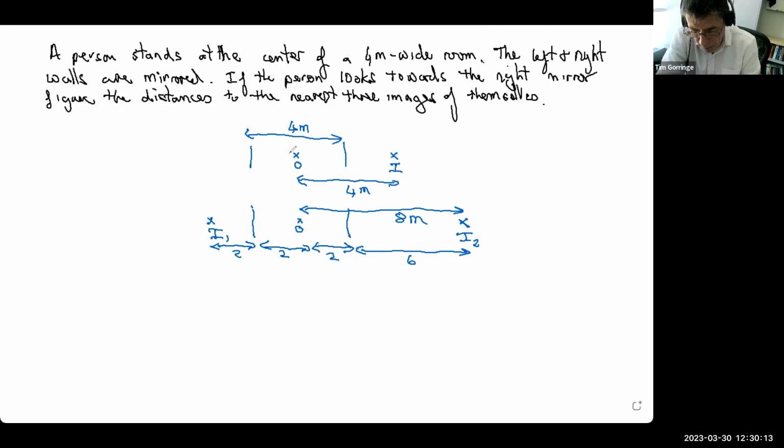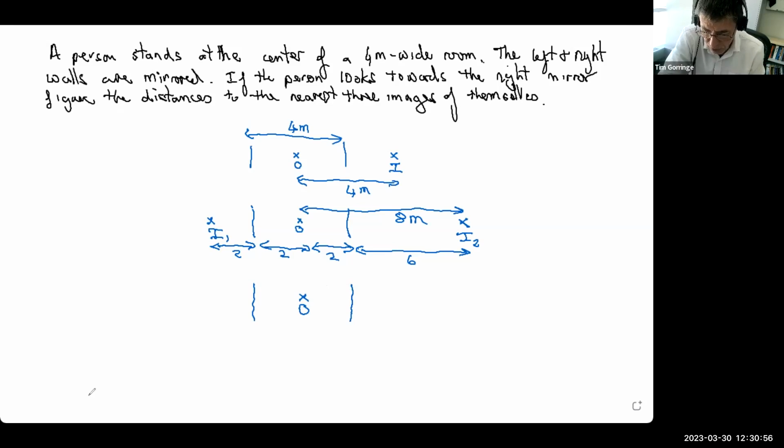Okay, so those are the first two. And now we're going to carry on with the next image, the next nearest image. Again, I'm going to draw the room 4 meters in width. I'm going to draw the person, the object, at the center of the room. In the first case, we had one reflection of the right-hand mirror. Second case, one reflection of the left, and then a reflection of the right-hand mirror. In the third case, we're going to have a reflection of the left, reflection of the right, and then a final reflection of the left. So we've done 1, 2, 3 reflections in this problem now.